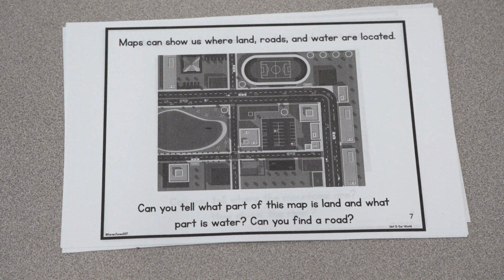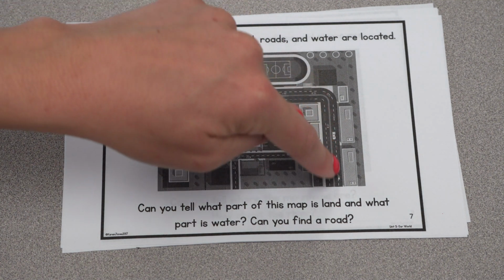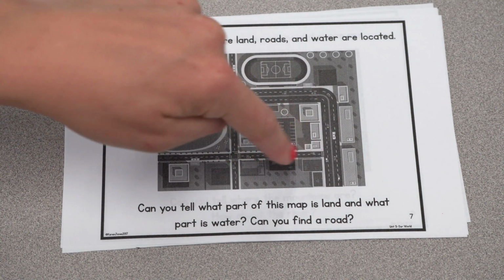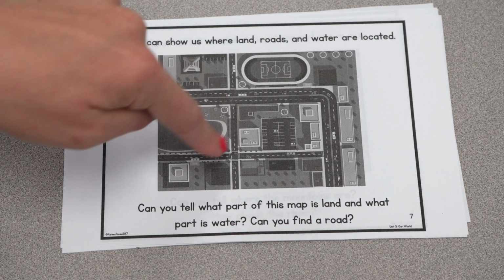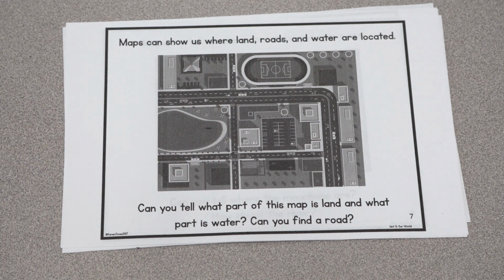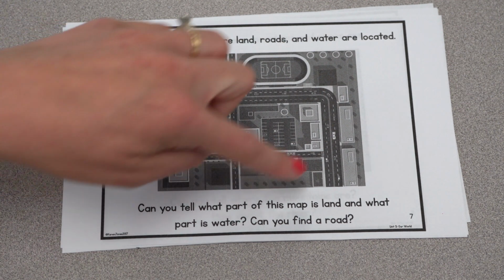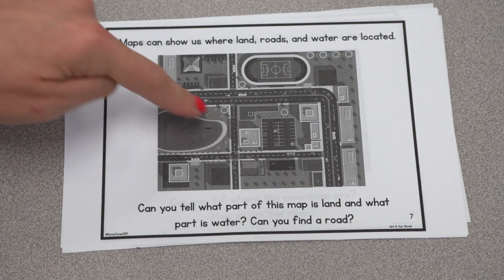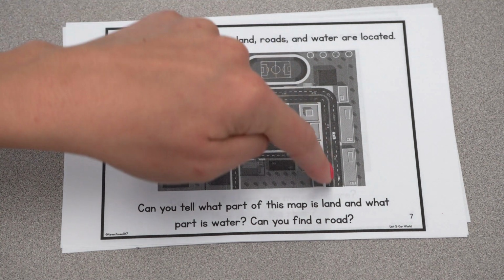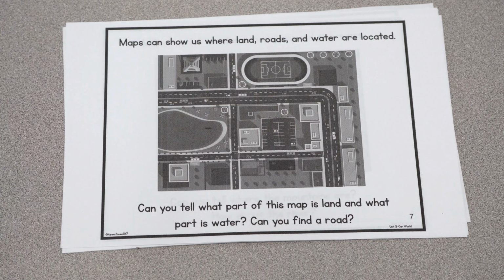Maps can show us where land, roads, and water are located. Can you tell what part of a map is land and what part is water? Can you find a road? So this is not in color, but you can tell because of the white dotted lines, these are the roads. And here, this big circle, this is our body of water, and then the land is around. So on a map, typically the land is green, the water is blue, and then the road is black and white with these white lines, just like you see here.